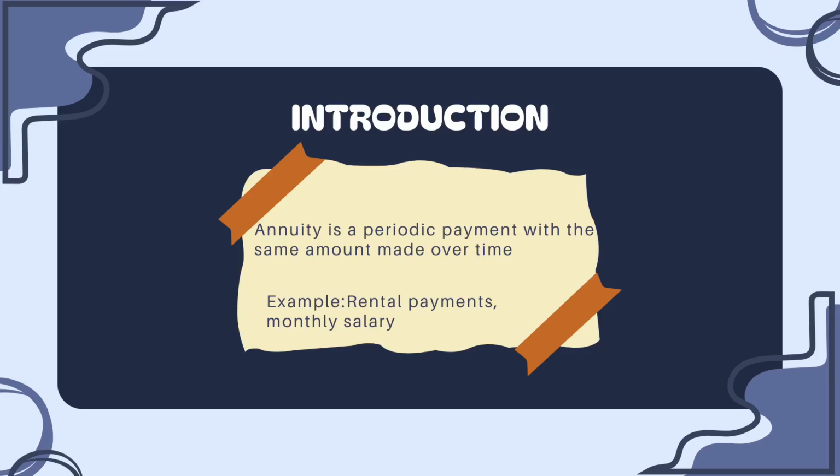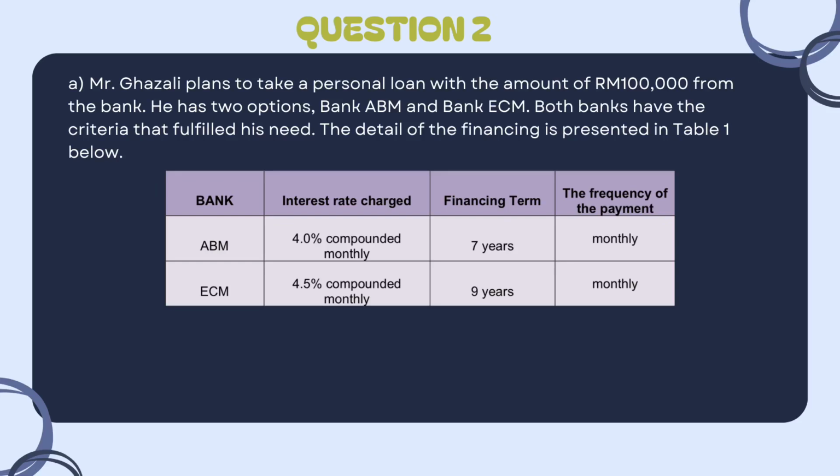Next, introduction to annuity. An annuity is a credit payment with the same amount made over time, for example rental payments and monthly salary. So now let's move on to question number 2.